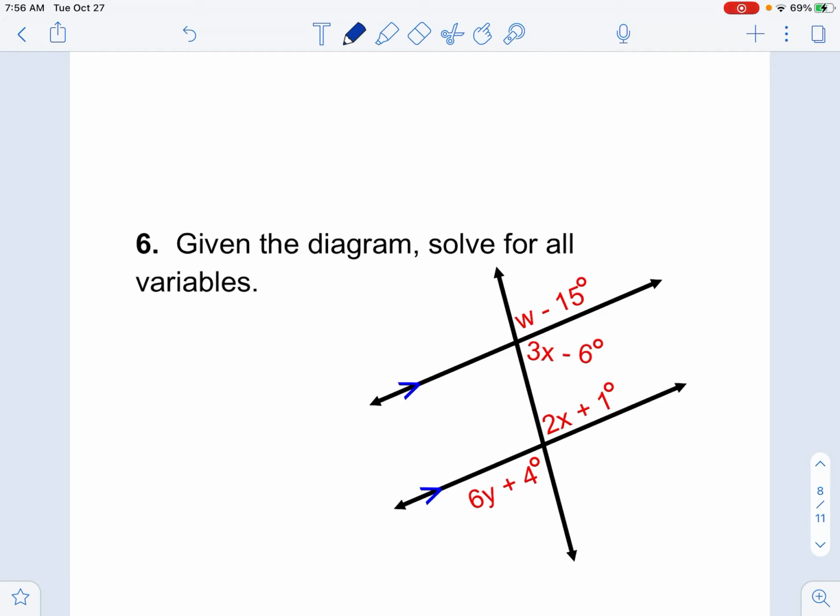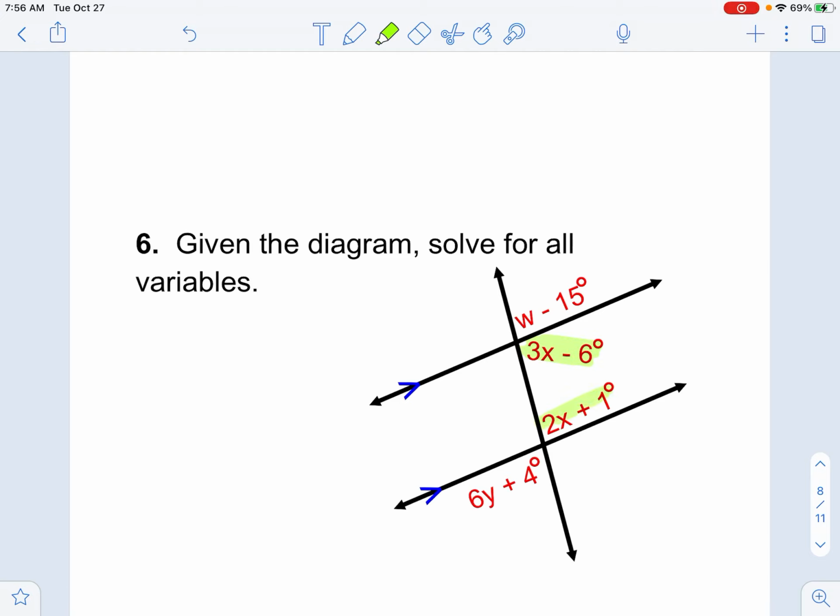All right, so now I look and I notice that I see a few different variables. I see W, X, and Y. Okay, so what I'm going to do is I'm going to look for what there's multiples of. There's only one W, there's only one Y, but there's two X's. So that's what I'm going to solve for first.